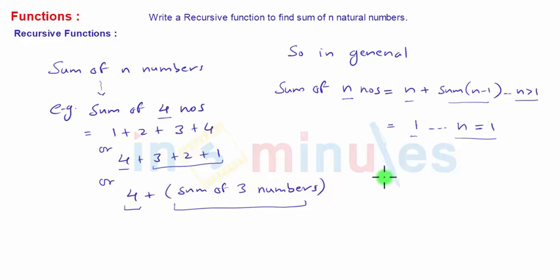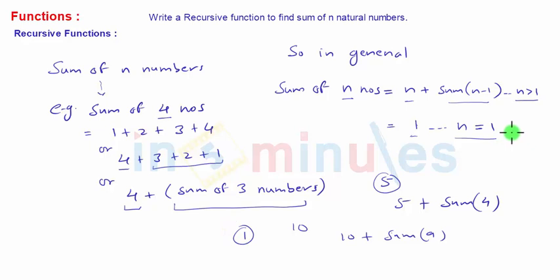So if you are told to find the sum of the first 5 numbers, you can say it is 5 plus the sum of the first 4 numbers, or find the sum of the first 10 numbers, it is 10 plus the sum of the first 9 numbers. But if you are told to find the sum of only one, the answer will be 1. So this is a fixed value, and this is going to be a recursive call. So that is how we are going to divide the function into two parts, and the same way we'll be writing the function. So let's see how the function looks.